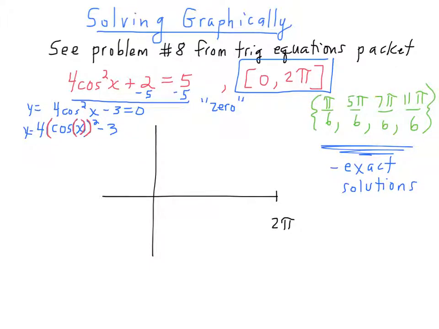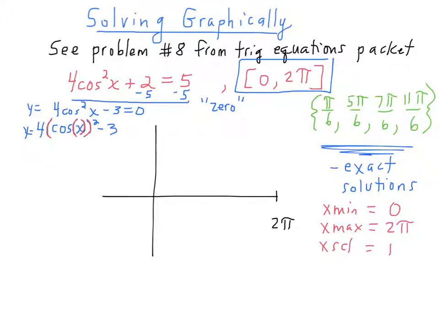Now don't be quick to hit graph. Go to your window. In your window, for your x min, your x max and your x scale, this is simply going to be what they tell us in the problem, 0 to 2 pi. Now 2 pi is about 6.28, so we can keep the scale at 1. We can go by ones.